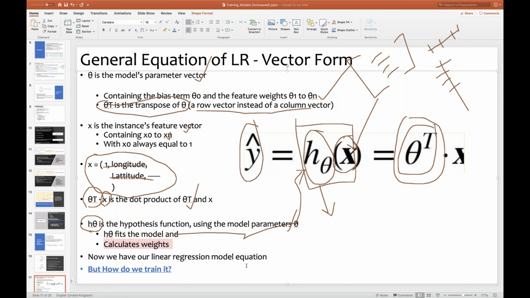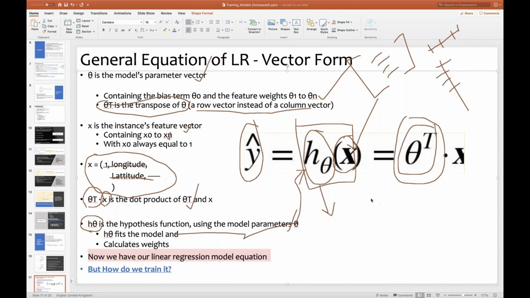Now we have our linear regression model equation understood perfectly, but how do we train it? That is the important part of it. All this while we were talking about what is linear regression, how linear regression works, what is the formula of linear regression, all these things. Now you understood everything about linear regression perfectly, and you just need to get a handle on how you use linear regression for your process and how you train it. That is the important part of it.